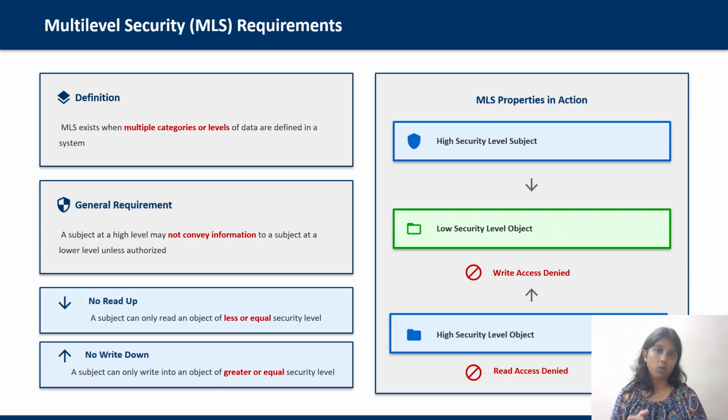There is also no write down. You can't write files below your level. So let us take an example. A high-level user cannot write to a low-level file, and a low-level user can't read a high-level file. So this keeps the information safe.